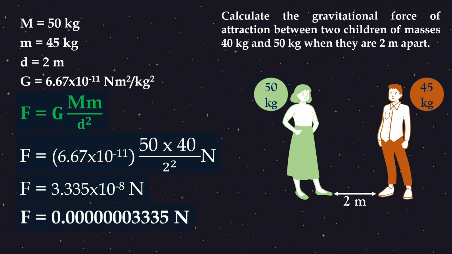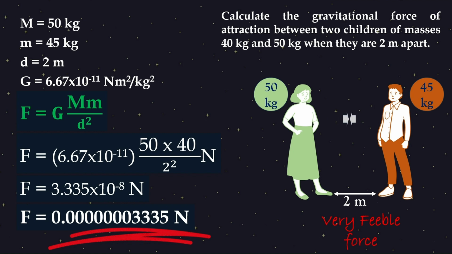So we can see how small the value is. From this we can find out that the force of attraction between humans is very feeble and they are not capable of overcoming other forces like frictional force, magnetic force, etc. That is the reason why we are not experiencing any gravitational force between humans.